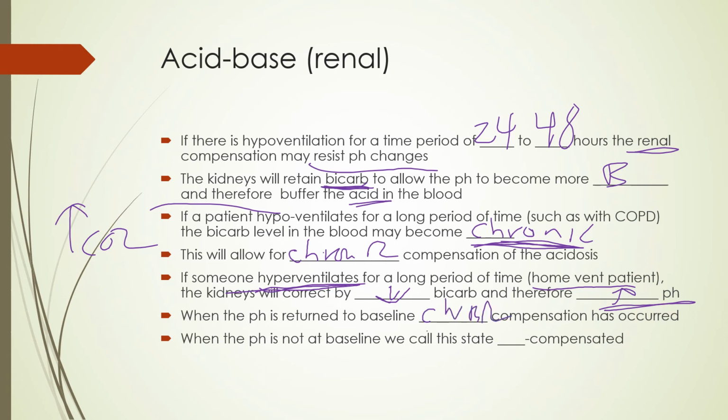So when the patient's pH is returned to baseline, then chronic compensation has occurred. So every once in a while you might hear an arterial blood gas being described as a chronic acidosis or a compensated acidosis. Those are synonyms, right? Synonyms mean that it's either chronic, where their pH is normal, or compensated, where their pH is normal. They both are synonyms for each other. So if the pH is not at baseline, then this is an uncompensated state.